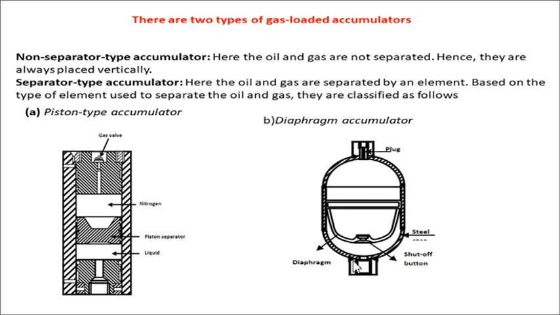This idea is nothing but inflating a balloon inside a bottle. Whatever energy you put in to inflate the balloon is stored in the fluid which is there in the closed bottle. So that is the diaphragm type of accumulator. This diaphragm is made up of rubber.